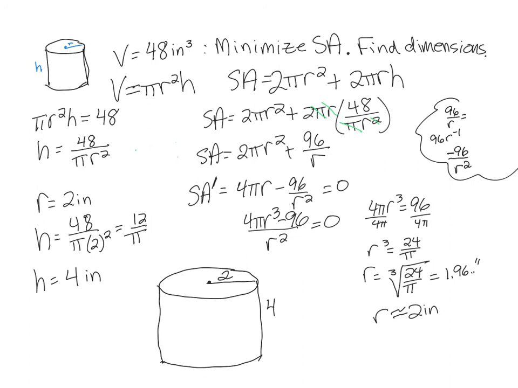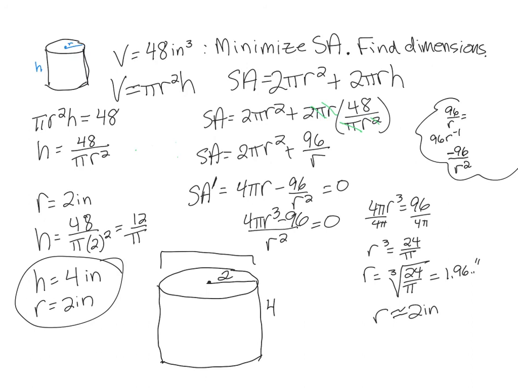So if the radius is 2, then the diameter is 4, and that gives you the maximum volume with the minimum surface area. Okay, so we guesstimated a little bit with the radius. We made it a little bit bigger, so the diameter is not quite 4, it's something like 3.8. And if you do 12 divided by pi, you're going to get something that's really close to 3.8.